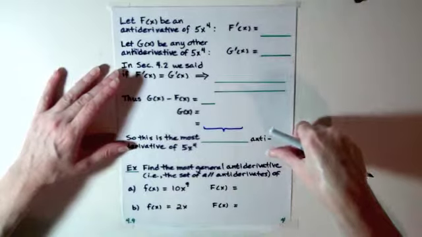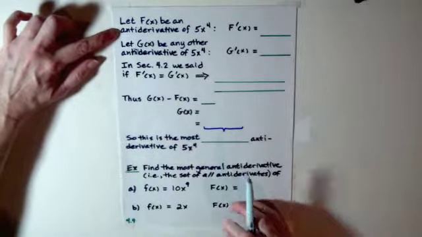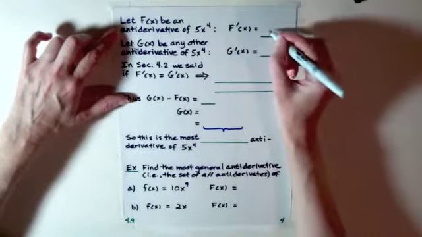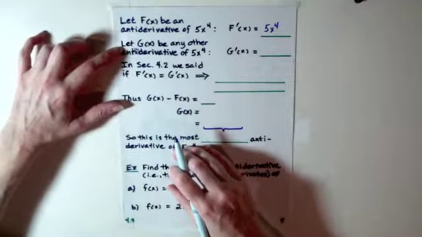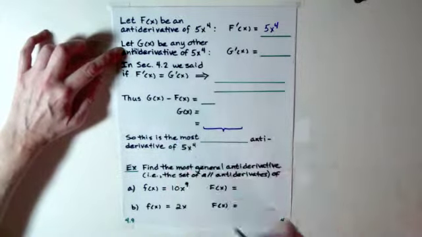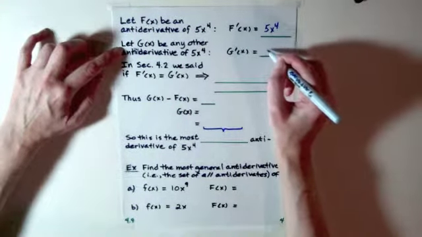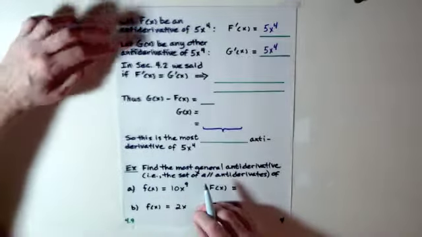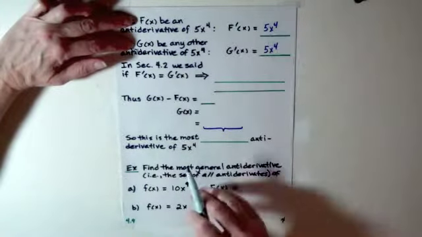And it turns out not to be that difficult to show. Let's suppose that capital F is an antiderivative of 5x to the fourth. In other words, when I take the derivative of F, I get 5x to the fourth. And now let's let capital G be any other antiderivative of 5x to the fourth. In other words, when I take the derivative of this other antiderivative, G prime would also give me the same derivative, 5x to the fourth. So both of these functions, F and G, are antiderivatives of 5x to the fourth.